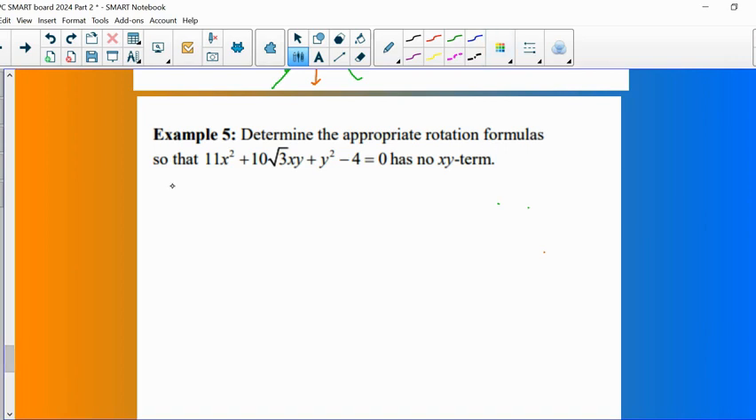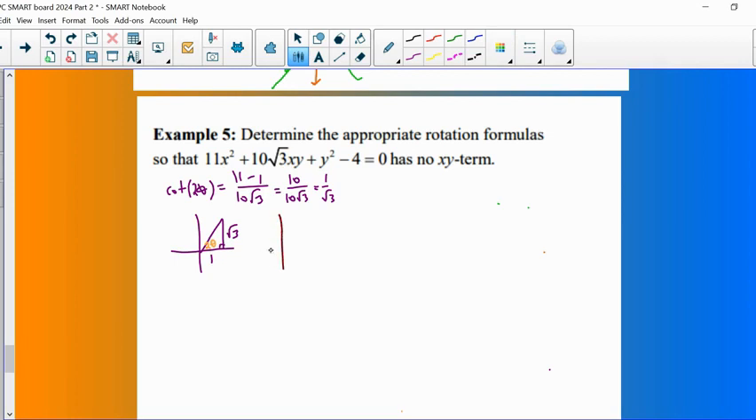So again, we'll start with cotangent of 2 theta is equal to a minus c over b. So 11 minus 1 all over 10 root 3. So that's 10 over 10 root 3, which is 1 over root 3. So that seems to be a familiar ratio. 1 over root 3 is a cotangent ratio. And remember, that's representing 2 theta. Well, that's a 60-degree angle. So if 2 theta is 60, then theta is going to be 30.